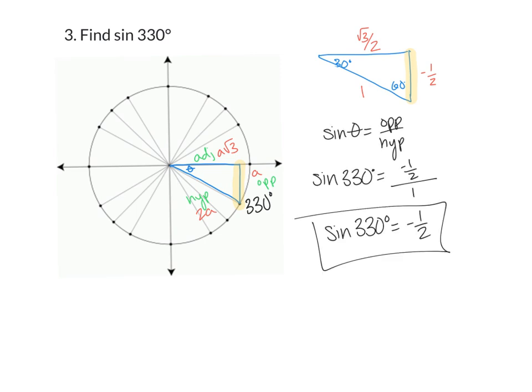All right, this one was pretty straightforward. We didn't even need any radicals in this one, so it just ends up being a negative 1/2. So sine of 330 degrees is negative 1/2.